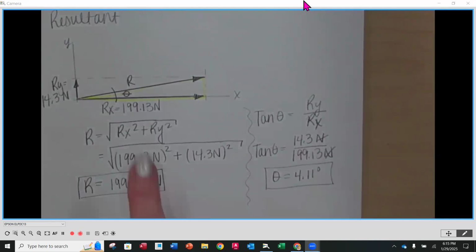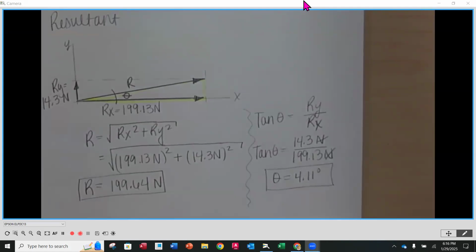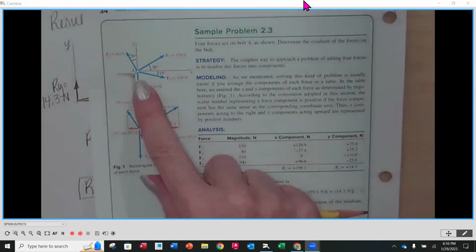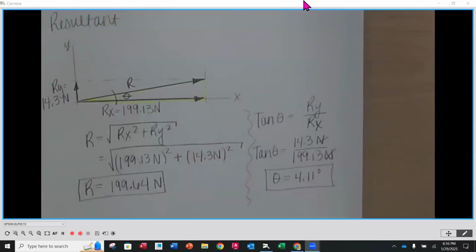You need to draw your final diagram here showing those X and Y resultant components so that you can calculate the resultant, and then magnitude and direction. Boxes go around these two because this is my final answer. The problem was determine the resultant of the forces on the bolt. The resultant is 199.64 newtons going up and to the right at 4.11 degrees. And that will replace those four separate forces. So if we go back to the original illustration right here, these can be replaced with this one force and have the same net effect on the body.